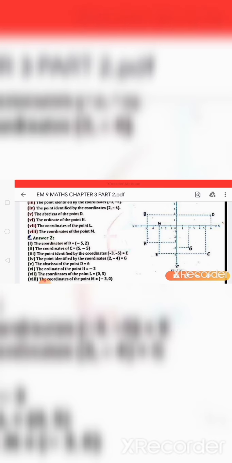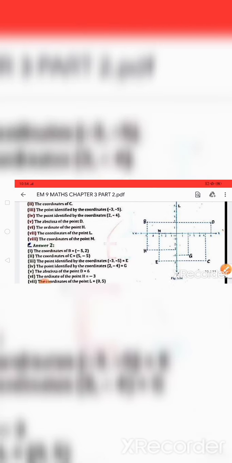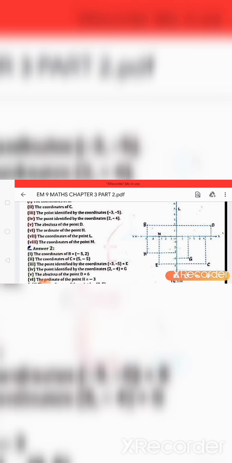Next question, question number 3. The point identified by the coordinate (-3, -5). We have to identify our point for the given coordinate (-3, -5). So (-3, -5) means both the x coordinate and y coordinate are negative, so it lies in the third quadrant. First we determine that it lies in the third quadrant, so we find this point in the third quadrant.